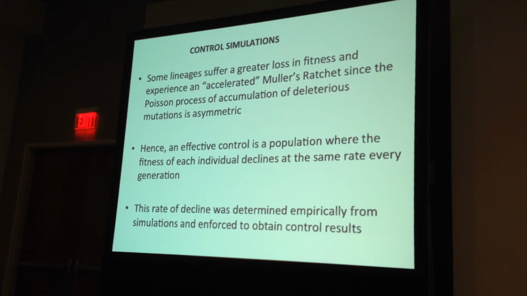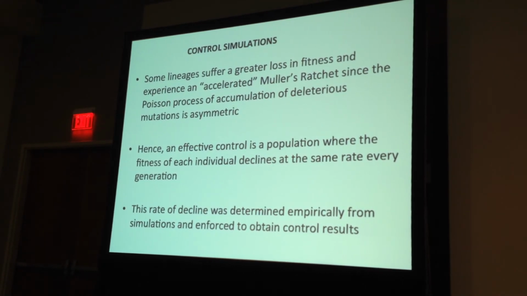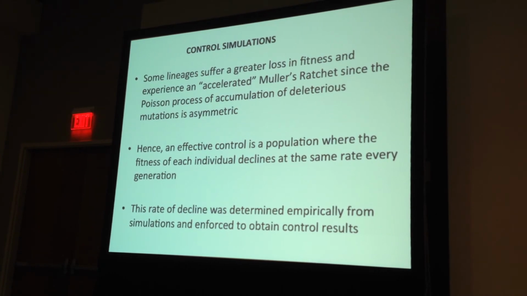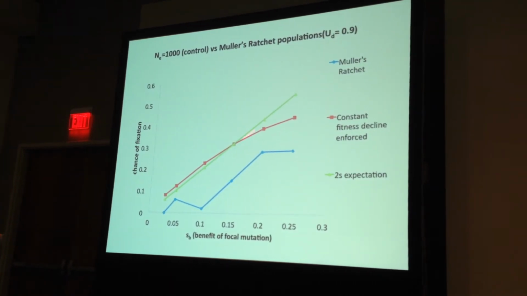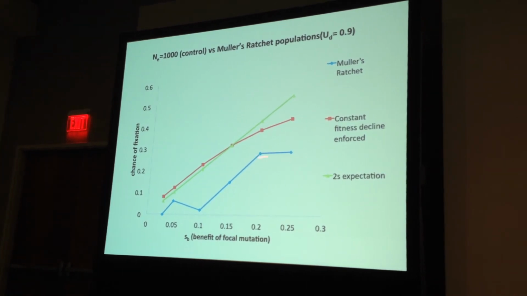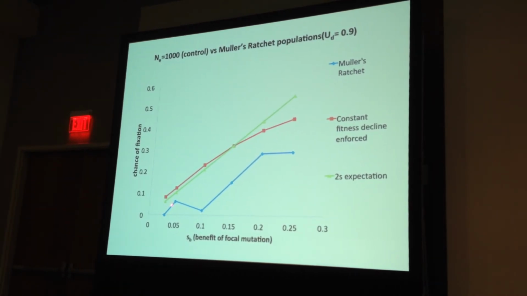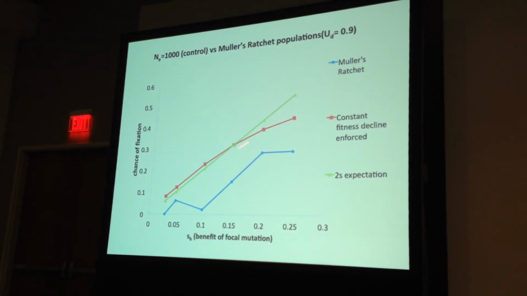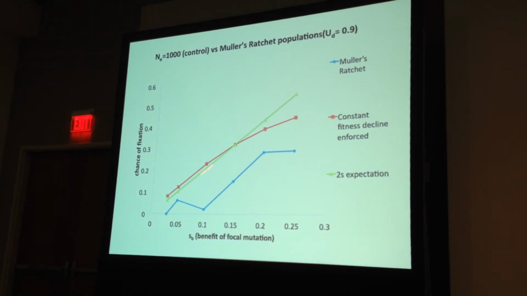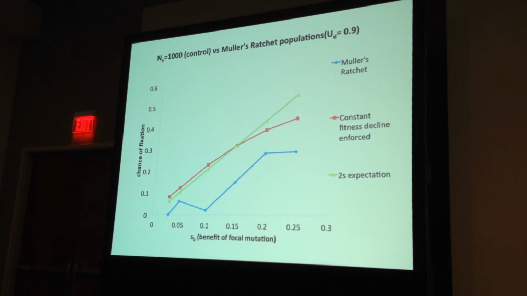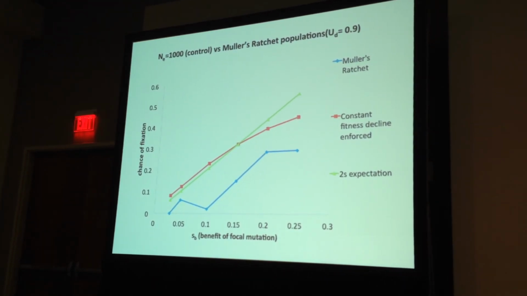As an effective control, I did simulations where I empirically calculated the rate of fitness decline over time, and then imposed that exact fitness decline, as a constant, on every individual in the population. What happens then is, this green line is the 2S expectation, the blue line is what we saw from our previous simulation results, where deleterious mutations are encoded as a Poisson process, and the red line is what happens if you encode a constant decline in fitness every generation. If you do that, you come very close to the 2S expectation, so imposing this control puts you back to the 2S expectation. The blue line is still the Poisson process that I mentioned before.